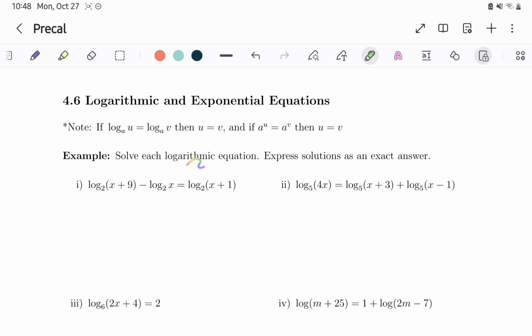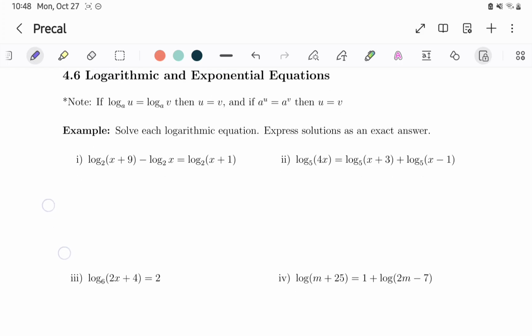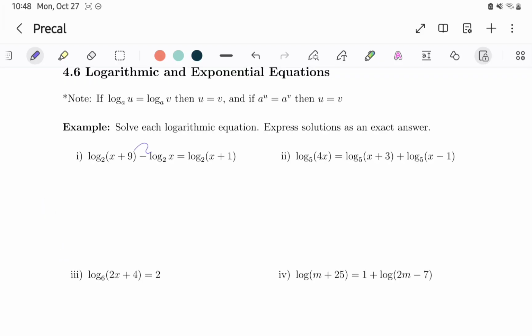In the following examples, we want to solve each logarithmic equation and express our solutions as an exact answer. What we're going to do here is use the properties of logarithms from the previous section to try to get a single logarithm on both sides of our equation. Then we can use the note at the top to conclude that the expressions inside the logarithms are equal to each other, and then solve from there.